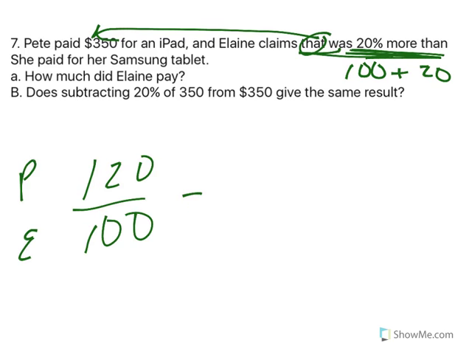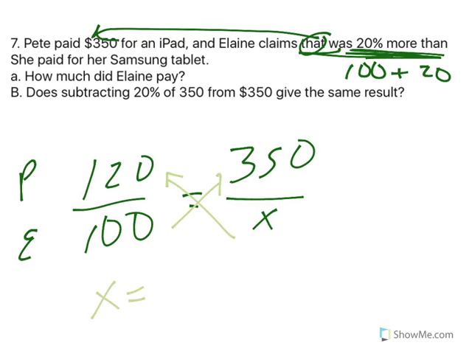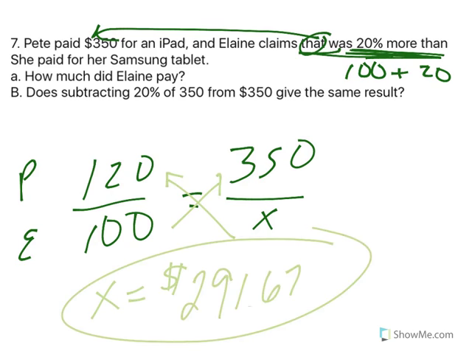So this is Pete with his iPad. This is Elaine. More than what she paid for her Samsung. So if Pete paid $350, how much did she pay? Well, cross multiply, divide by 120. And Elaine, rounded to the nearest penny, will have paid $291.67.